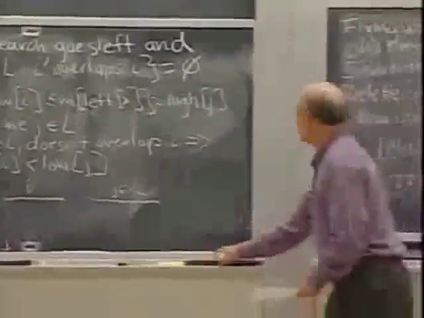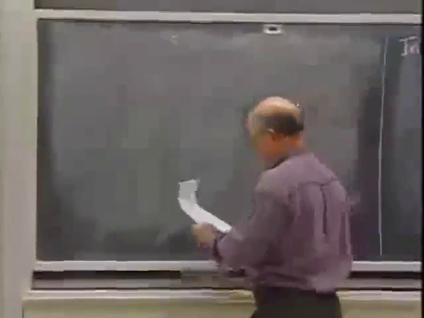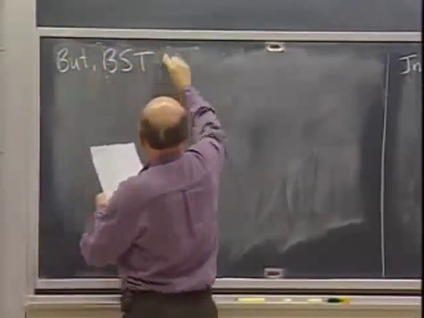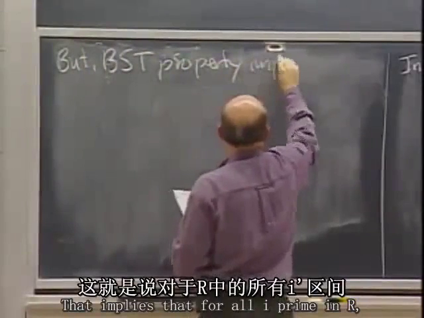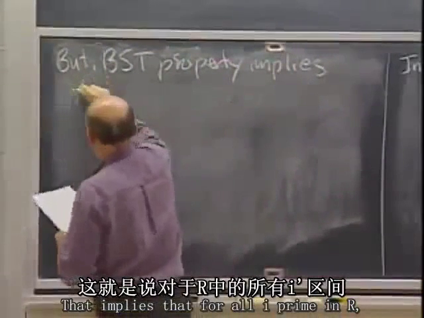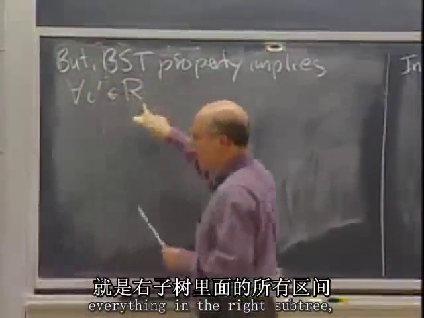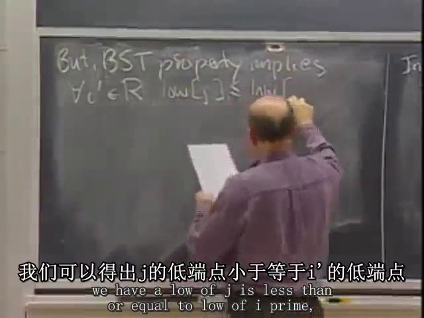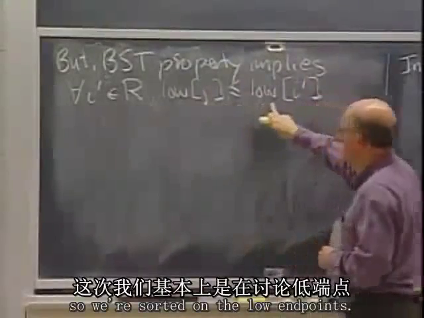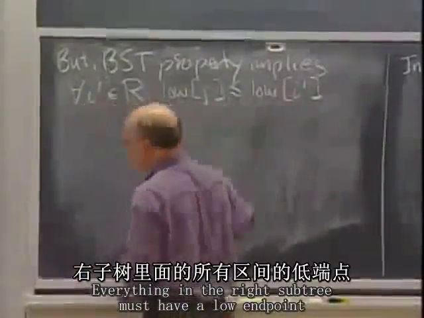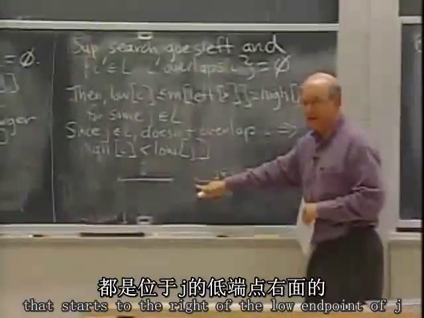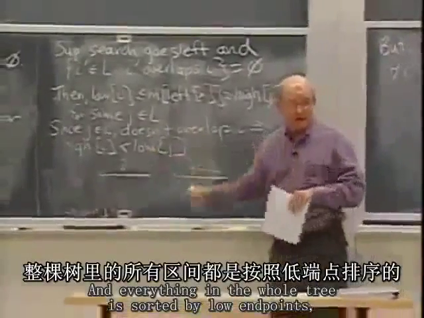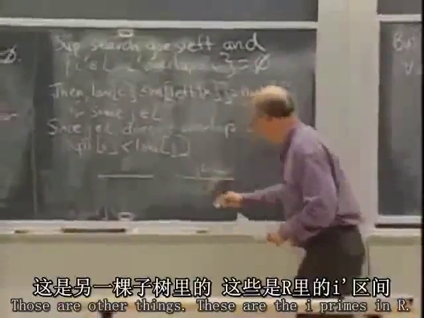Okay. But let me just take this one here. Now we'll use the binary search tree property. That implies that for all I prime in R, okay, everything in the right subtree, we have that low of j is less than or equal to low of I prime. So we're sorted on the low endpoints. Okay? So everything in the right subtree must have a low endpoint that starts to the right of the low endpoint of j, because j is in the left subtree. And everything in the whole tree is sorted by low endpoint. So anything in the right subtree is going to start over here. Okay, those are other things.